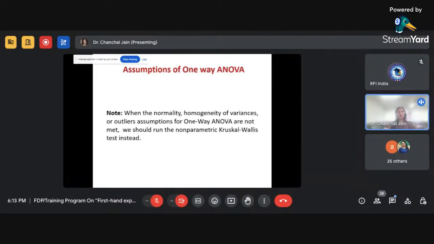So usually the question comes, if the assumptions are not followed by our data, what do we need to do? The answer is you need to go for a non-parametric test. And in case of one-way ANOVA, the suitable non-parametric test is the Kruskal-Wallis test.